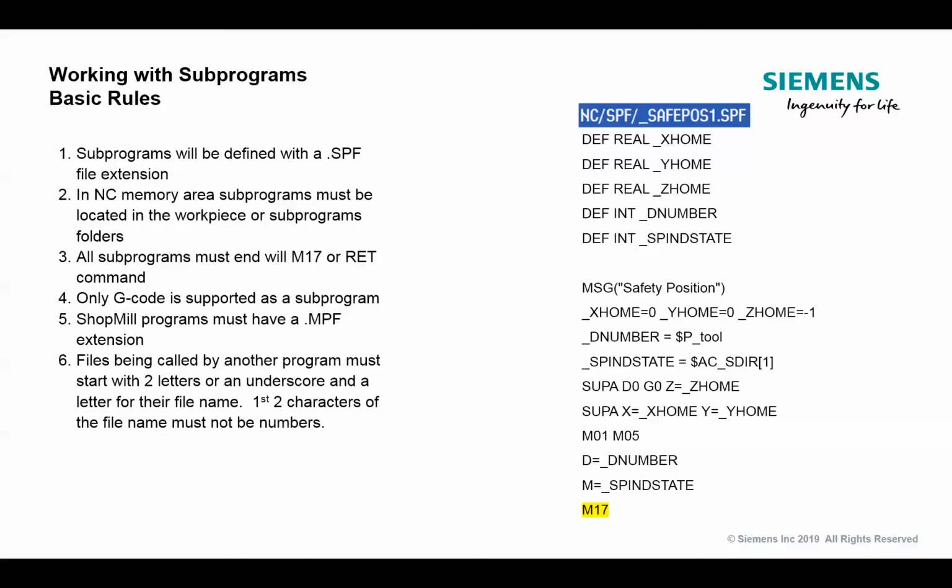So from here, once we've dropped that program into the subprograms file, I can still call it up as I normally would have. In this case, we're calling up a subprogram that was _safe_position_1. To call it up in the main program, it's as simple as giving it the name of the file. So I called mine _safe_position_1. That's where my first two characters, one was an underscore and one was the letter S, were complying. I don't have numbers there.